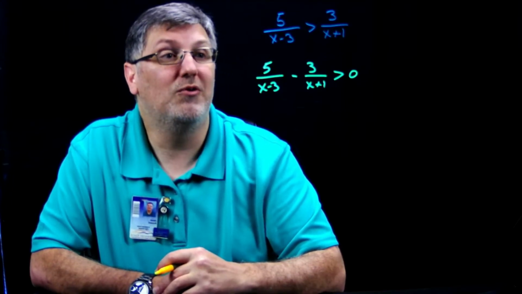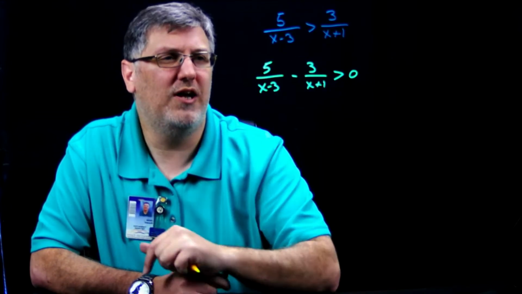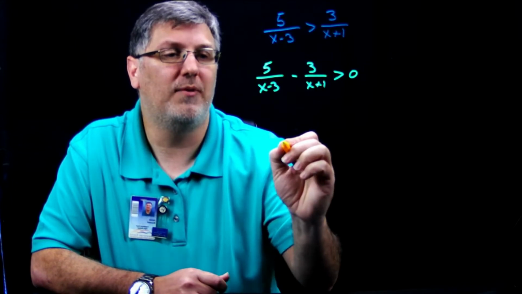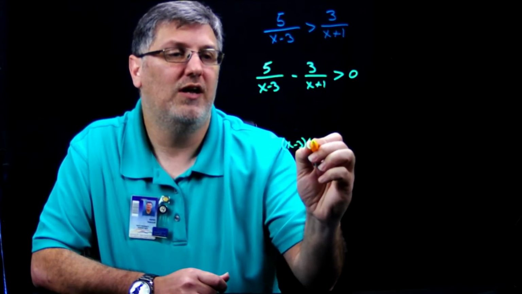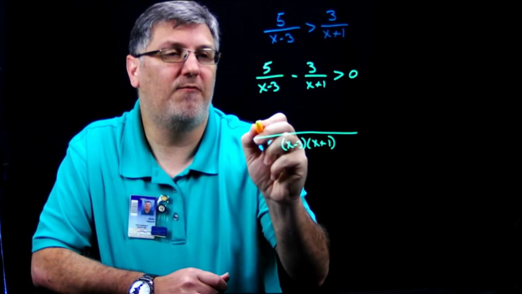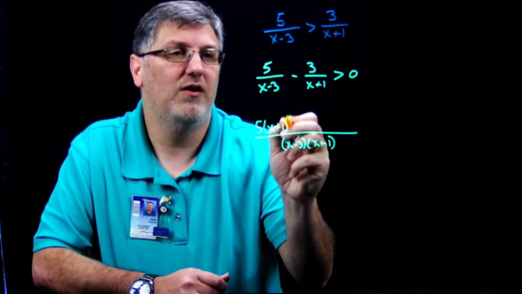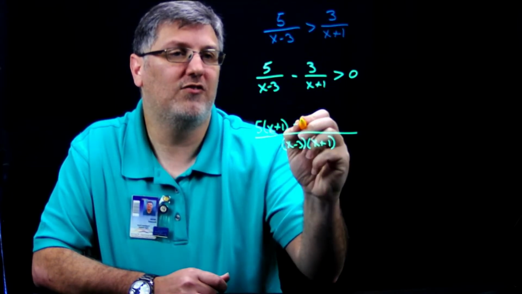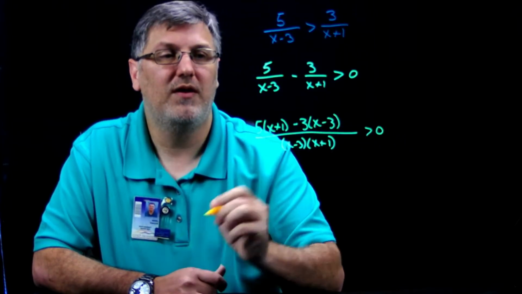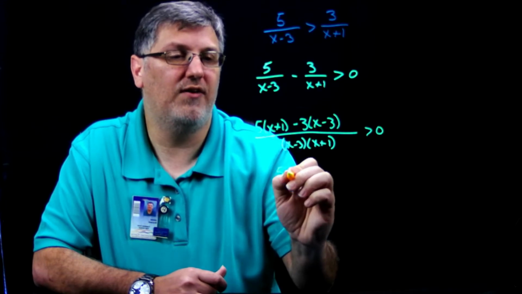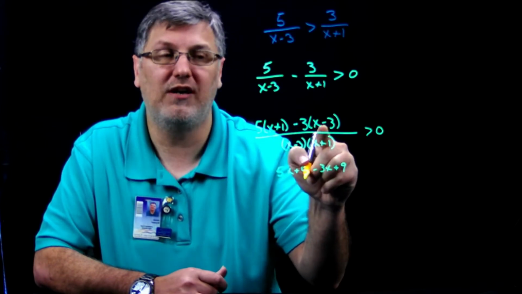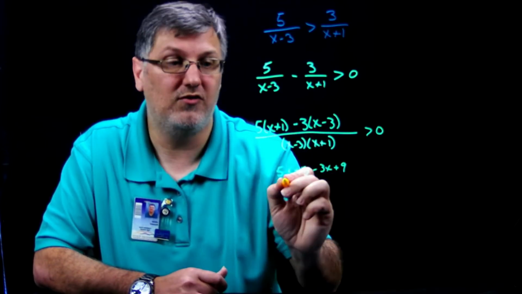All right, so now I'm going to go ahead and solve this. I need to get a common denominator, so the best thing to do is multiply my denominators. I'm going to have x minus 3, x plus 1. And then I'm going to multiply up like this: 5 times x plus 1 minus, multiplying up like this, 3 times x minus 3. And that's going to be greater than 0. From here, we're just going to simplify. I've got 5x plus 5 minus 3x plus 9. Be careful, negative 3 times negative 3 is a positive 9.